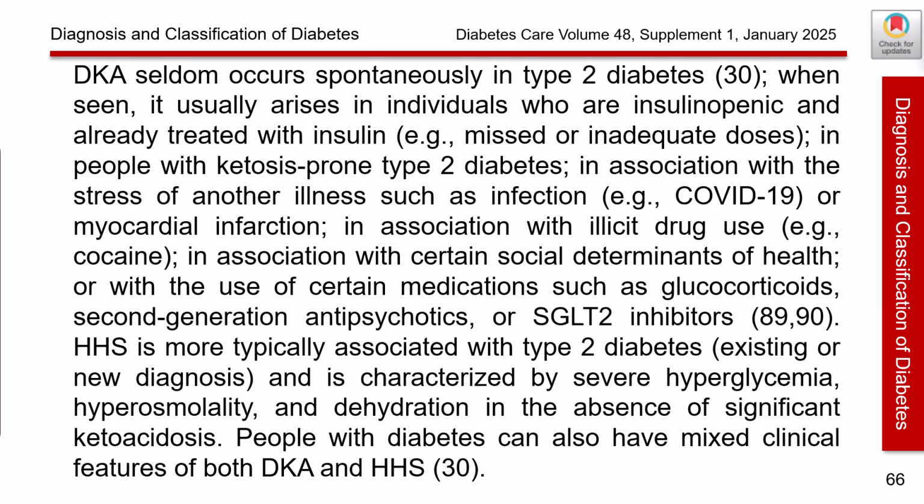Hyperglycemic hyperosmolar state is more typically associated with type 2 diabetes, existing or new diagnosis, and is characterized by severe hyperglycemia, hyperosmolality, and dehydration in the absence of significant ketoacidosis. People with diabetes can also have mixed clinical features of both diabetic ketoacidosis and hyperglycemic hyperosmolar state.